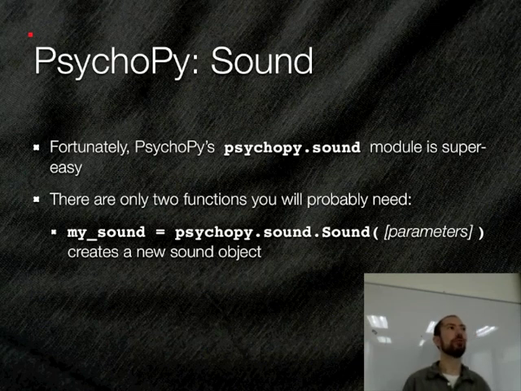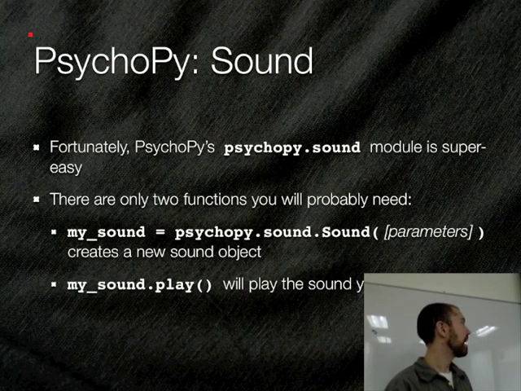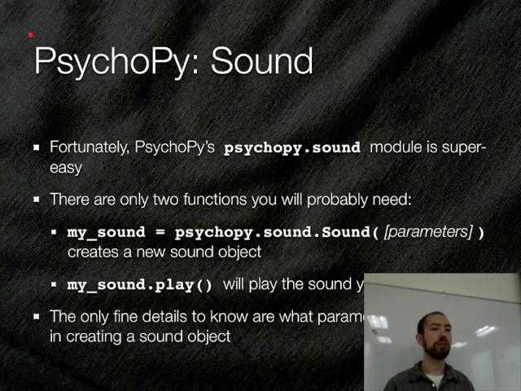So if you are familiar with like making a text stim, making a circle, making an image stim, same basic idea, right? You just call this sound function, give it some parameters, and it creates a new sound object. And we'll talk in a second about what those parameters are. And there's a function that's part of the sound object called play, and that plays the sound you make, okay? So you have a function to create a new sound object, and you have a function to play it. That's pretty much all you need in the sound module, okay?